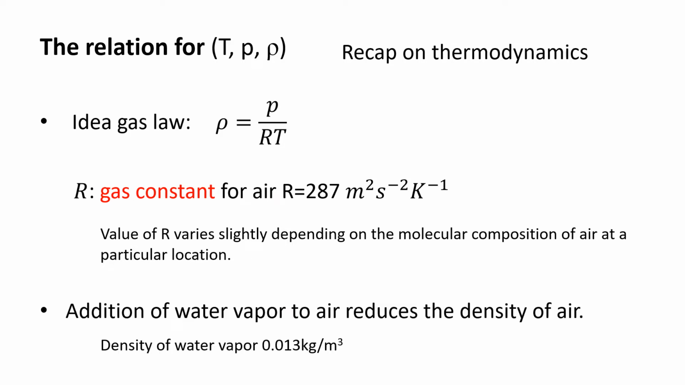And the addition of water vapor to air reduces the density of air. Because the density of water vapor is 0.013 kilogram per meter cube, which is much smaller than the density of air, which is 1.225 at sea level. So if you add water vapor, if the air is humid, the density will reduce. So this is a qualitative analysis.